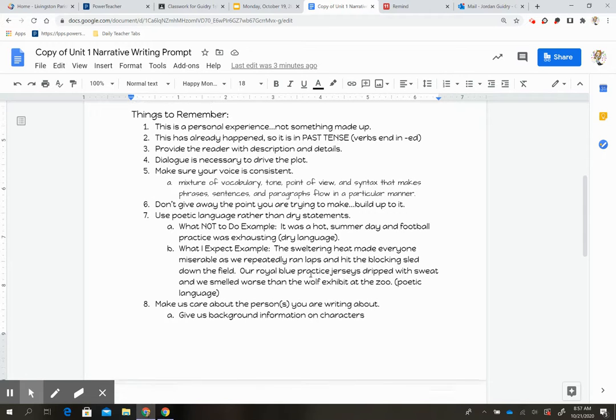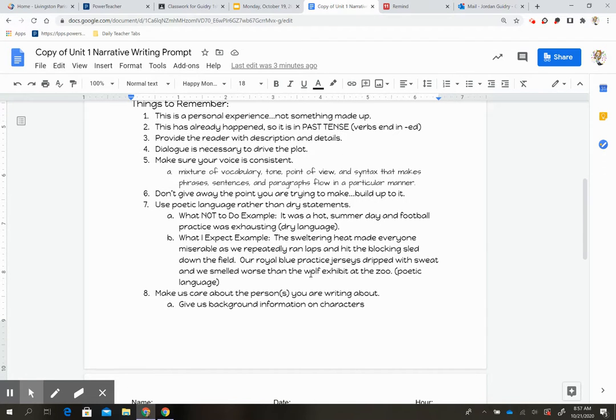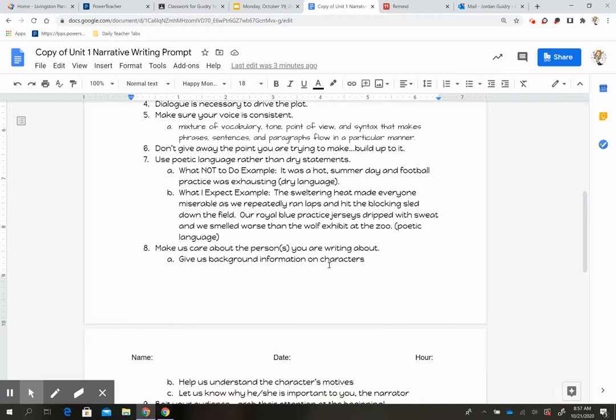It says, don't give away the point you are trying to make at the beginning, build up to it. So you're not going to say, in this story, I'm going to tell you about. Use poetic language rather than dry statements. So what not to do is say, it was a hot summer day and the football practice was exhausting. That's very dry and to the point. We want to make sure that you're very poetic with what you write.